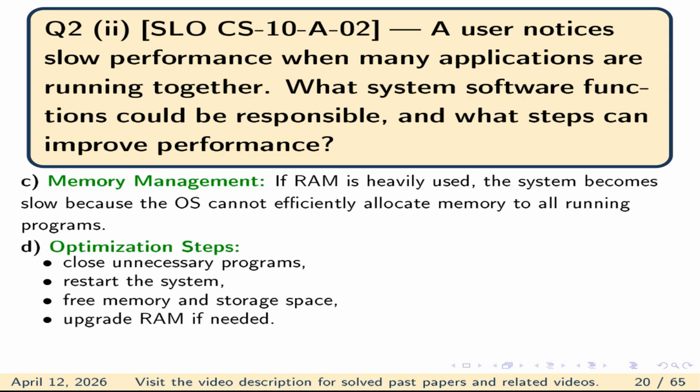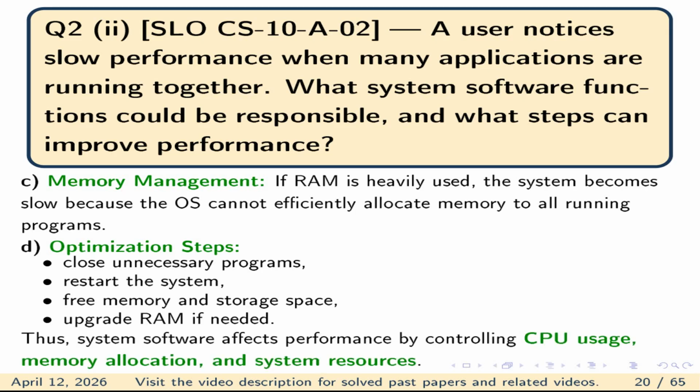And fourth option, that is D, optimization steps. Close unnecessary programs, restart the system, free memory and storage space, upgrade RAM if needed. The system software affects performance by controlling CPU use, memory allocation, and system resources.